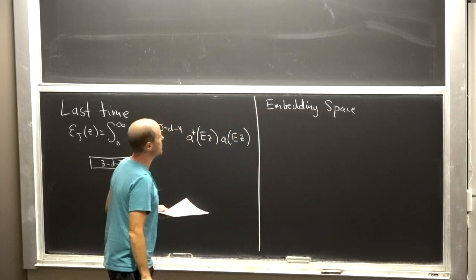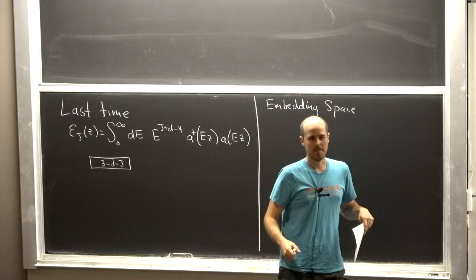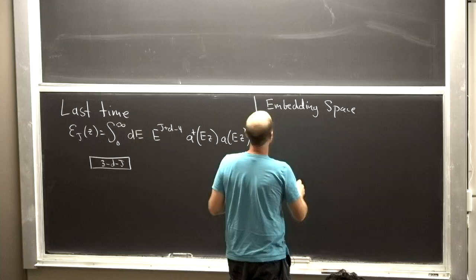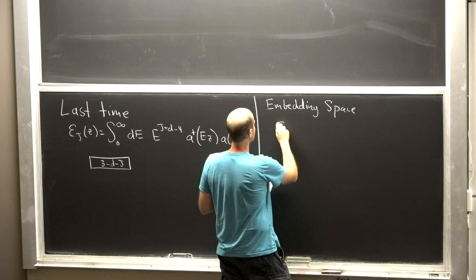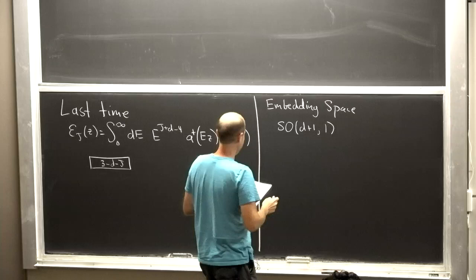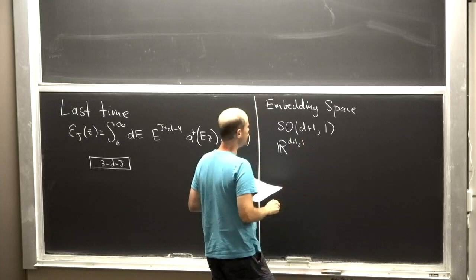So the embedding space is a way of thinking about operators in a CFT that makes their conformal transformation properties really simple. So the conformal group, and I'm going to start with the Euclidean embedding space. So the embedding space for Euclidean CFT, and then we'll move to Lorentzian signature a little bit later. So the Euclidean conformal group is SO(d+1,1). And the embedding space is R^(d+1,1), a space on which this group acts linearly.